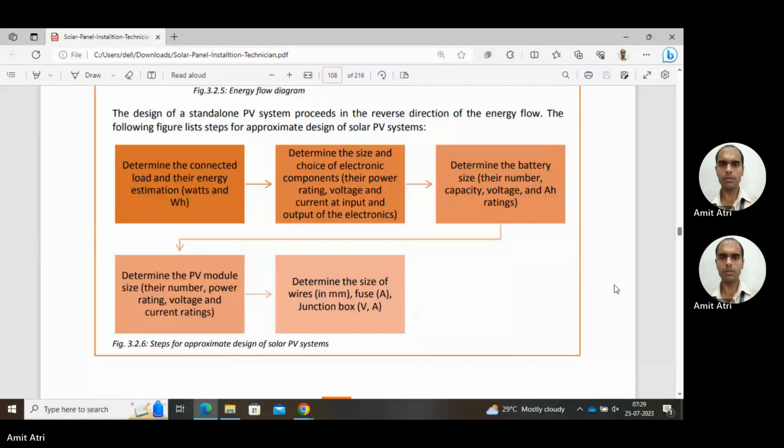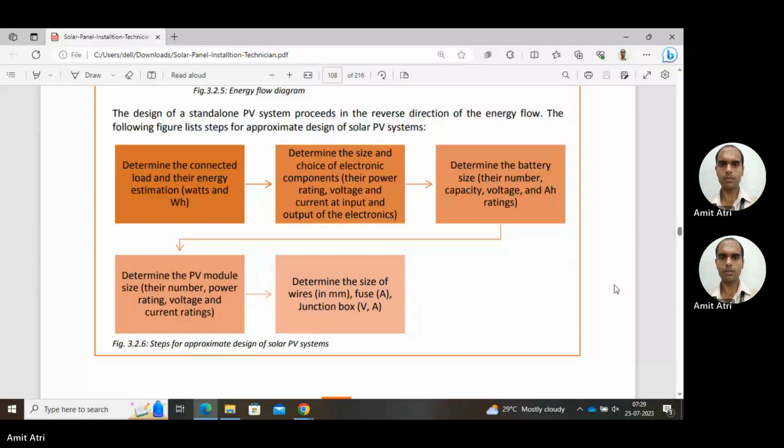Then next thing, determine the battery size. How much ampere hour, the capacity of the battery, how much ampere hour battery will be suitable for that. One battery may not be sufficient, so we need more than one battery, two. So the number, capacity, voltage, and ampere hour ratings.